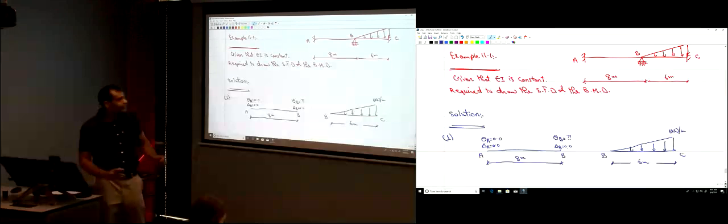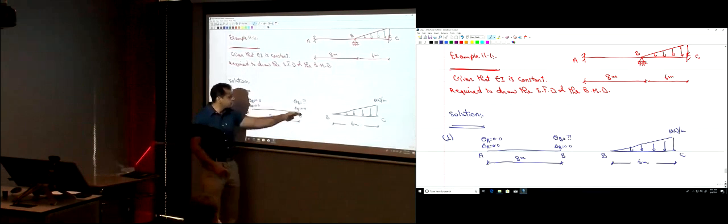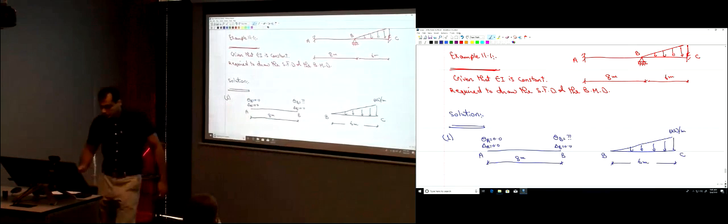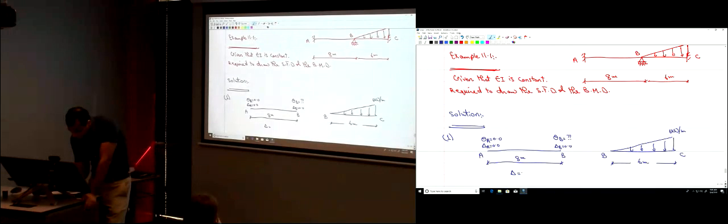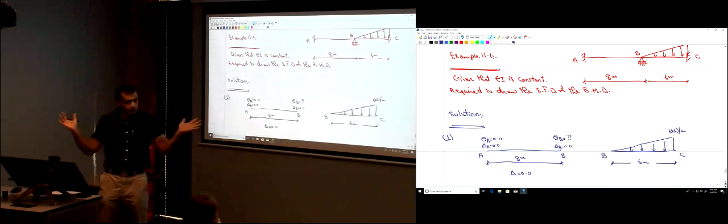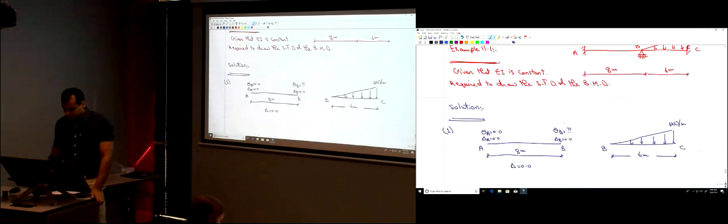So now, for member AB, is there a delta? Would member AB move like this and like this? Would it have any delta in it? No, delta is 0. So delta in this member is 0 because point A and point B both are not allowed to move vertically. Okay? And now let's do the same in member BC.